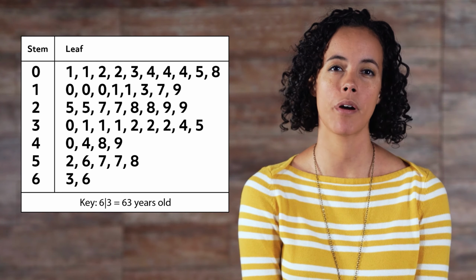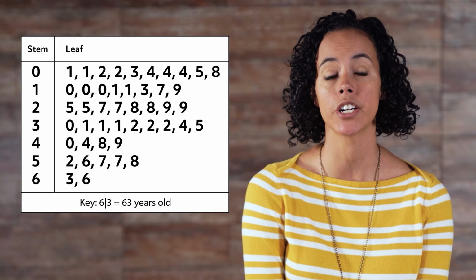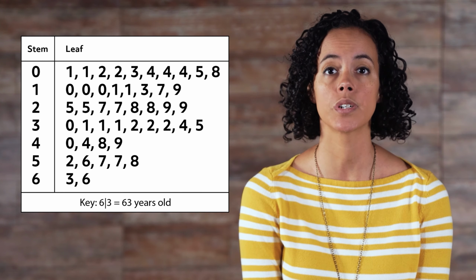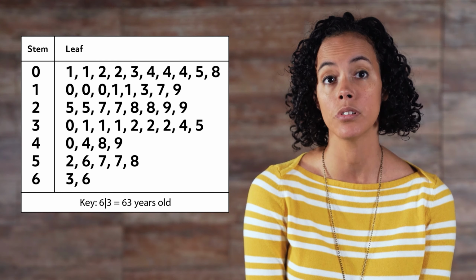A key should always be part of the graph so the data can be interpreted correctly. This data set shows a pattern that seems to be skewed left towards the younger ages. There are 19 people under 20 and only 7 people over 50.